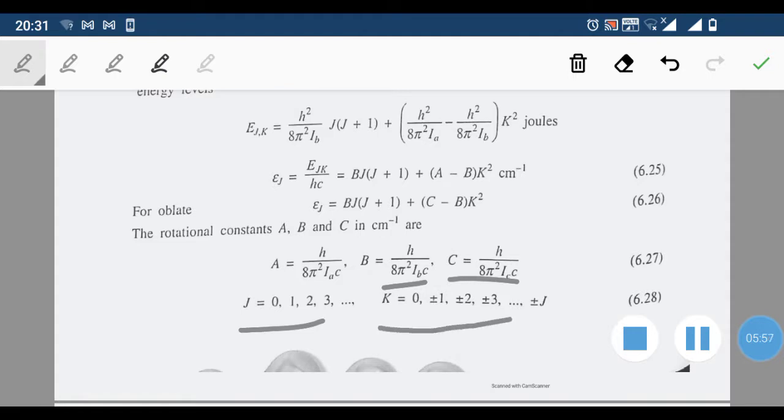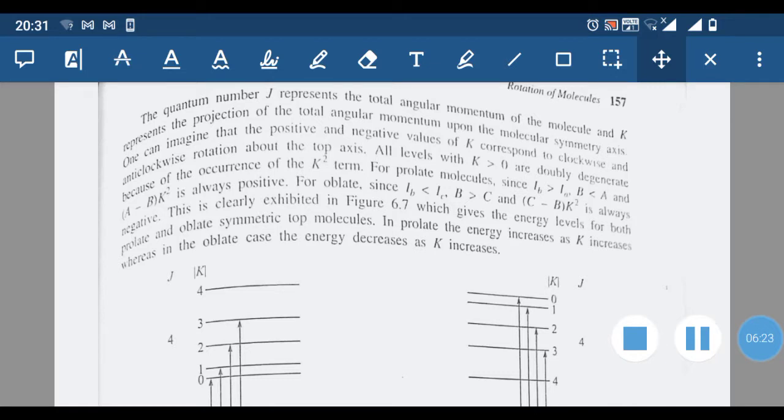And for a particular value of J, K can take values 0, ±1, ±2, etc. up to ±J. We know that J is the quantum number representing the total angular momentum of the molecule, and K represents the projection of the total angular momentum upon the molecular symmetry axis. Now we can analyze these energy levels of the prolate symmetric top molecules.